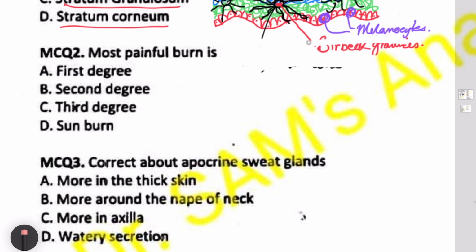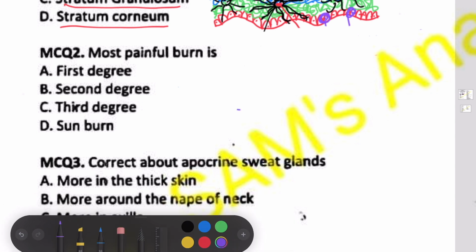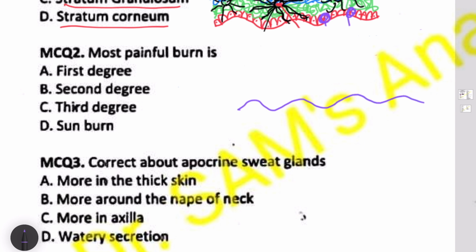Question number two is about the most painful burn. Is the most painful burn a first degree burn, second degree burn, third degree burn, or the sunburn? So let me tell you now about the burnt area. This is the dermo-epidermal junction.